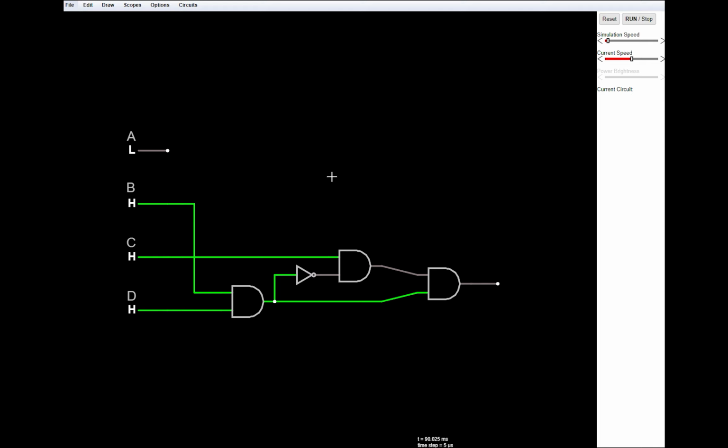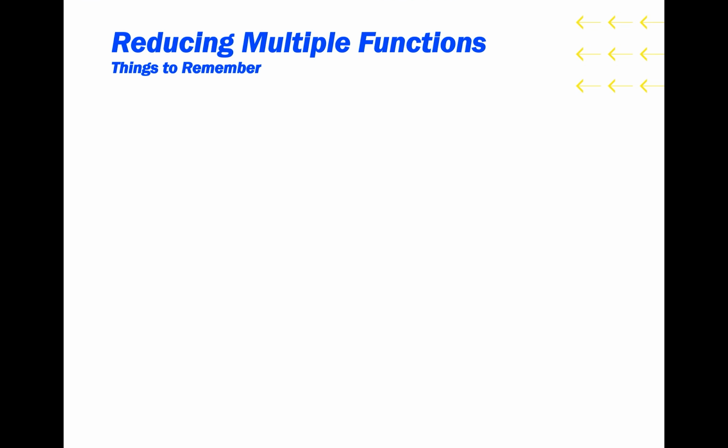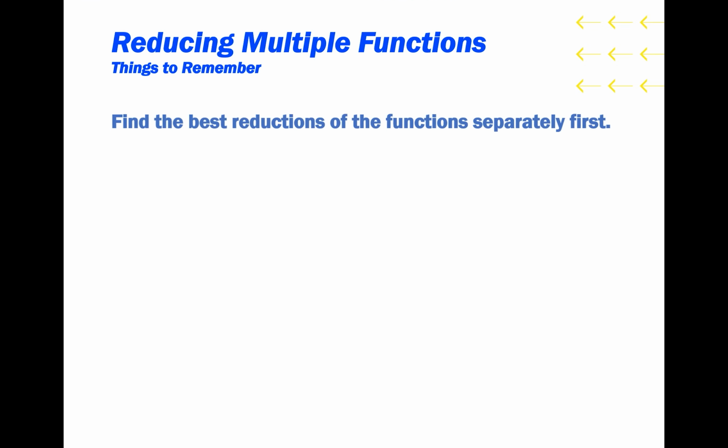But for now we'll just do a recap of what we learned in this presentation. So, when reducing multiple functions, find the best reductions of the functions separately first. Compare the reductions to see if they can share gates.